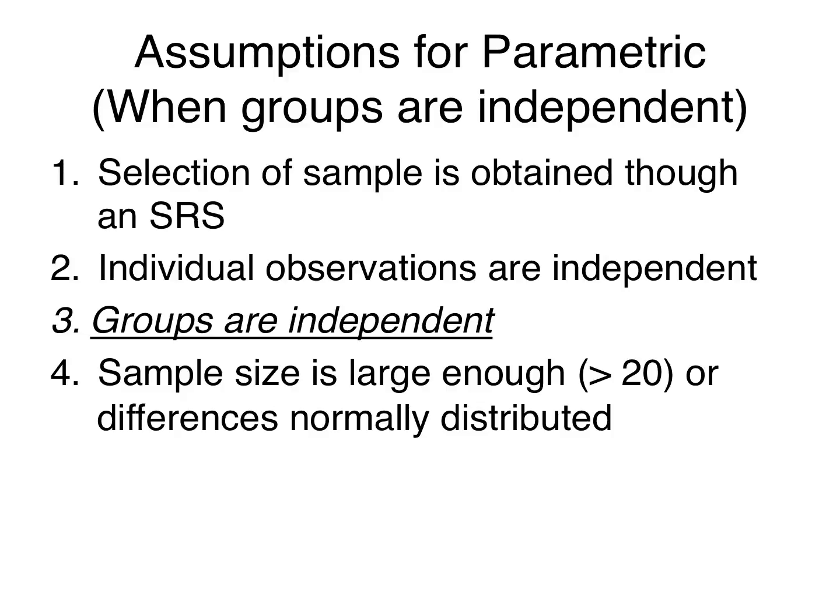So the assumptions for a two-sample t-test are pretty much the same as when we're doing inference for a single mean or a paired t-test. The samples are obtained through a simple random sample. The individual observations within each group compared are independent, so each person is selected independently.